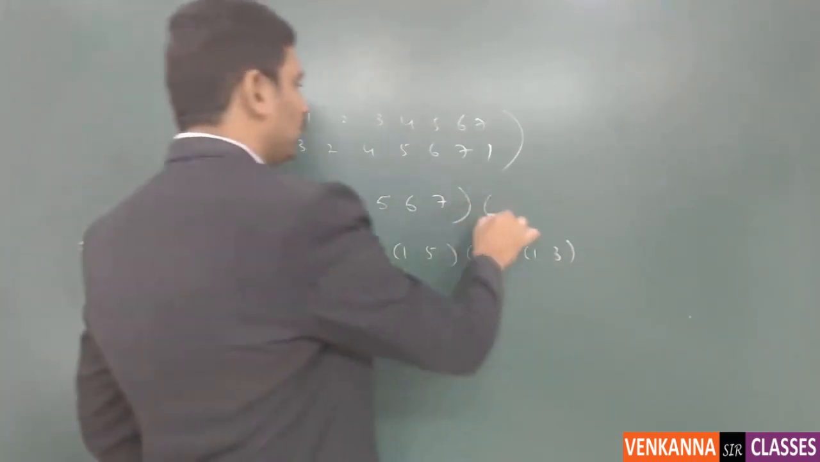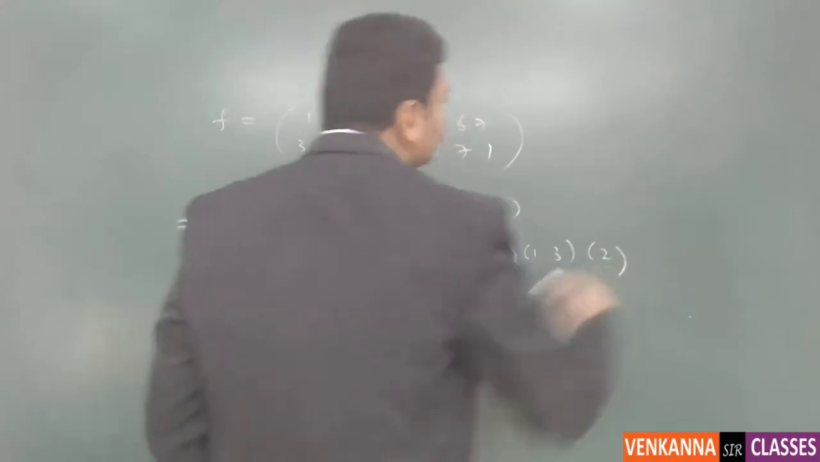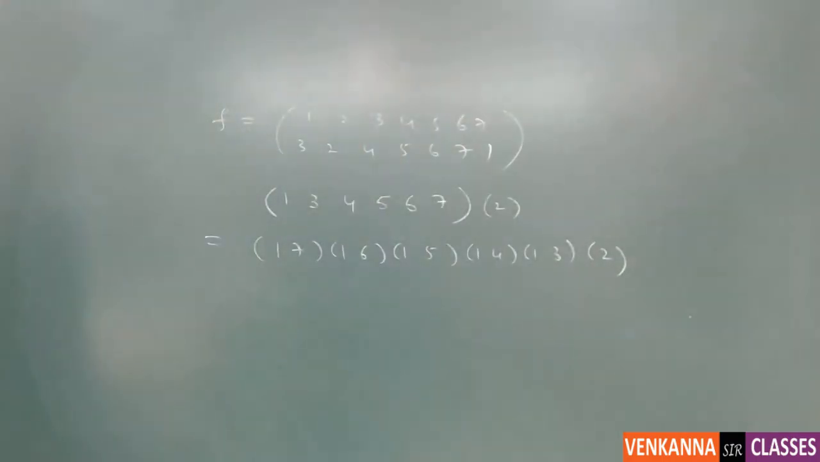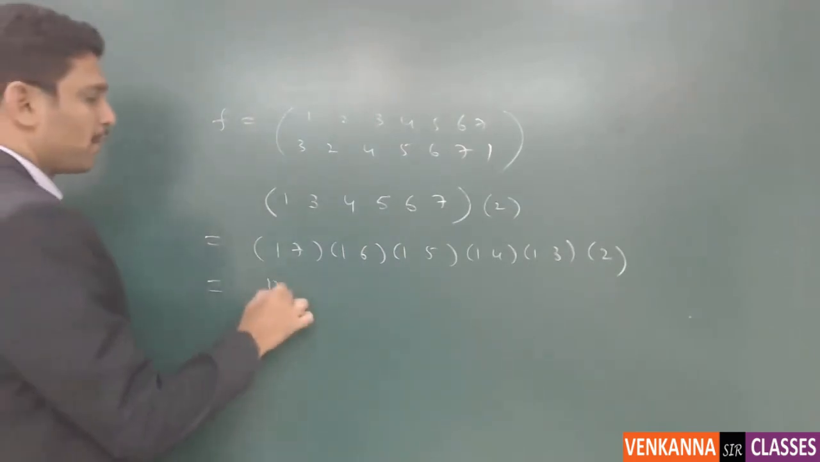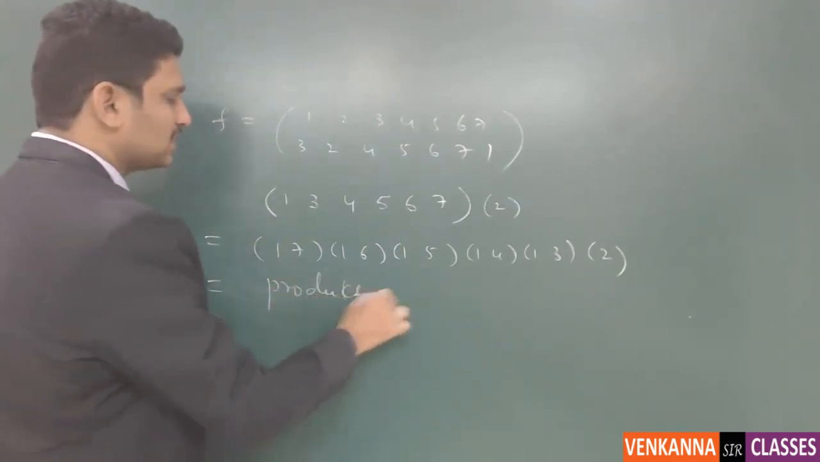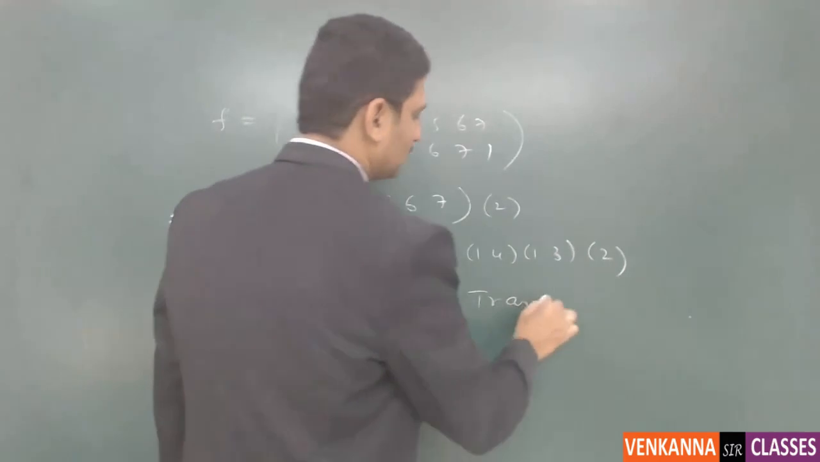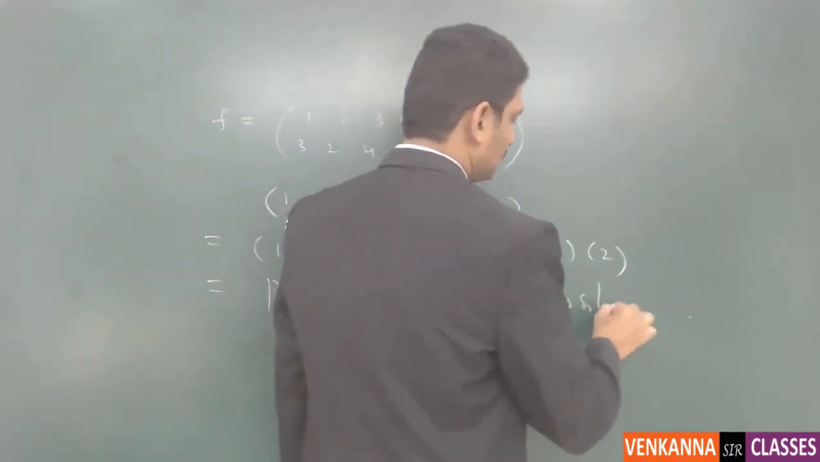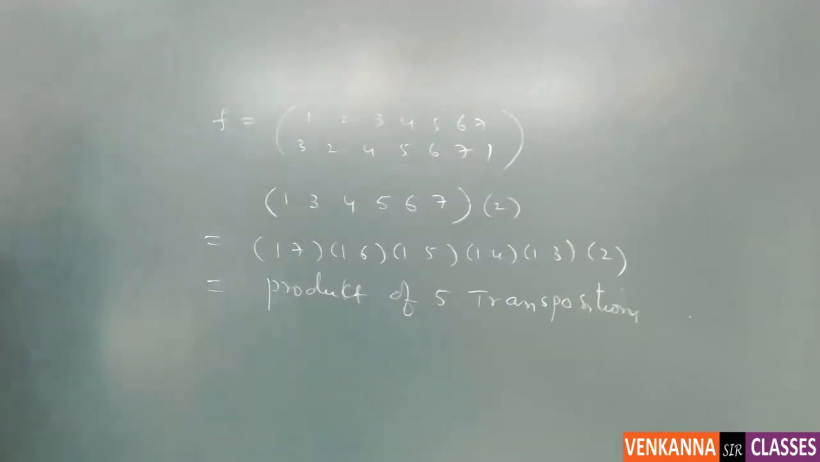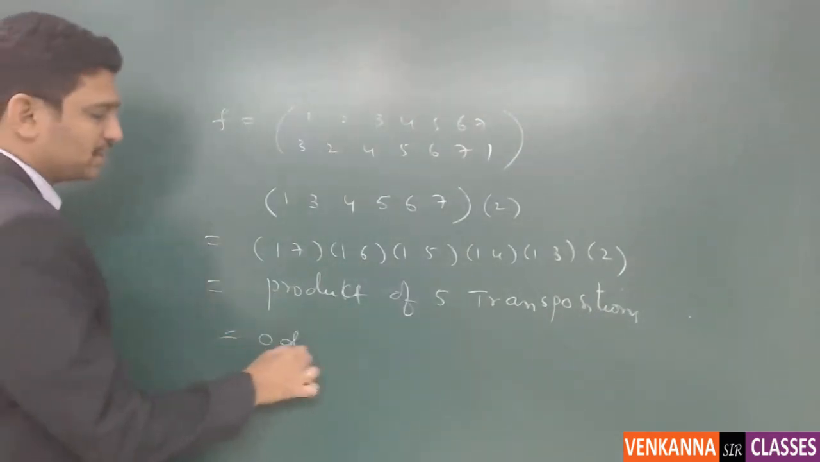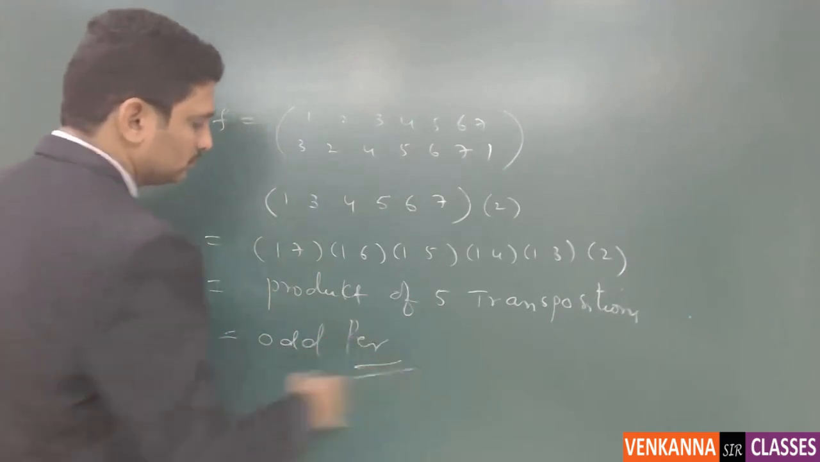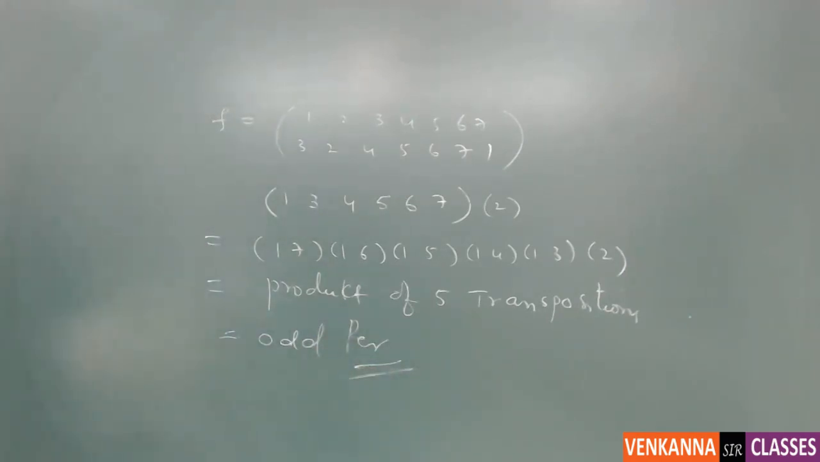And you can say 2 is nothing but 2 here. So here you have a product of 5 transpositions. Therefore, it is an odd permutation. Clear for you? Please take a note of that.